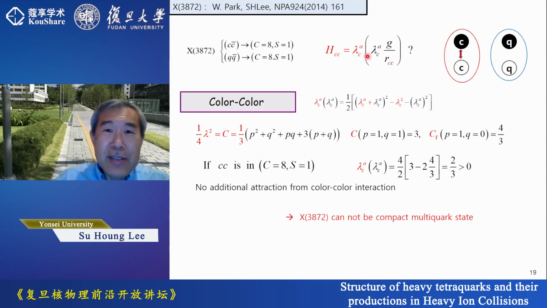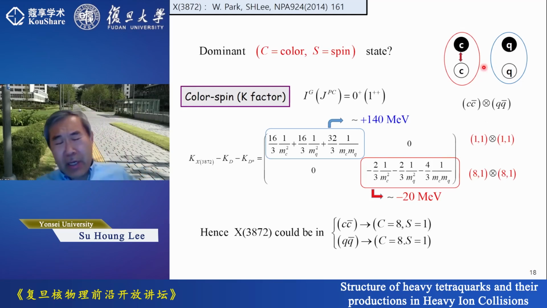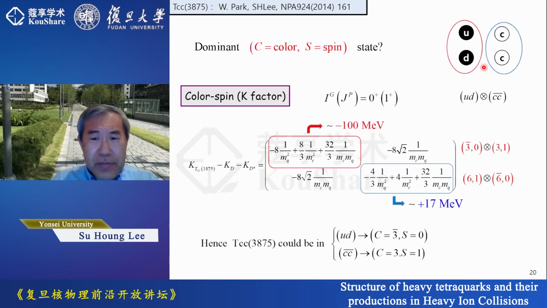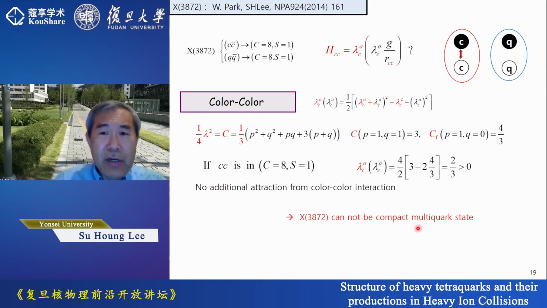What that means is whether you look at the color configuration or color-spin configuration, you will never expect this X state to be a compact configuration. There is no way this could be compact. So therefore, one can naively say from previously tested quark interactions, this probably cannot be a compact multi-quark configuration.